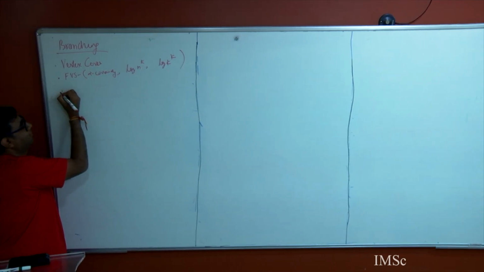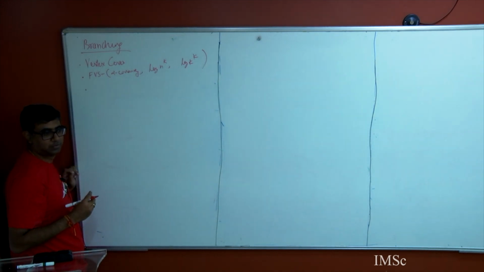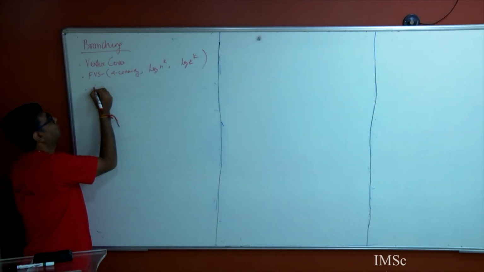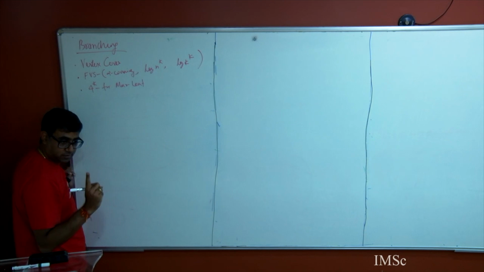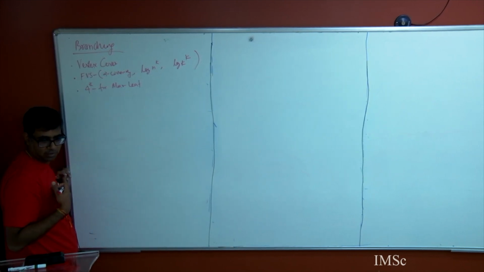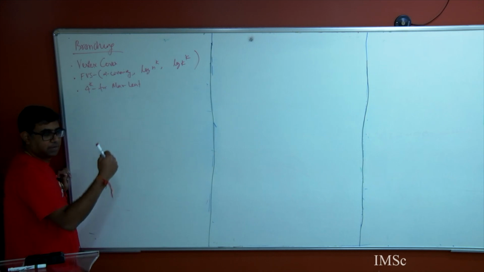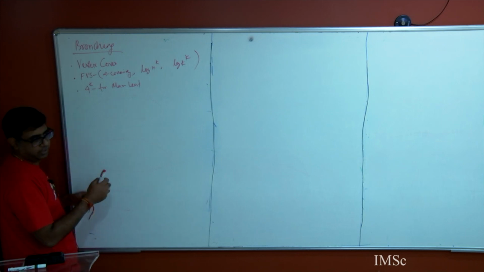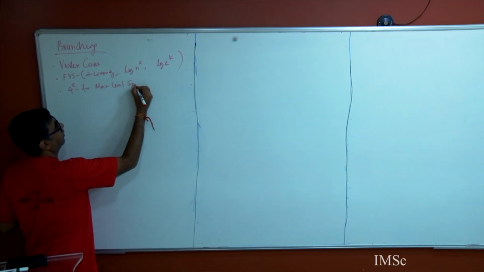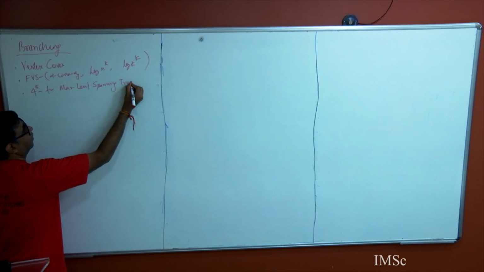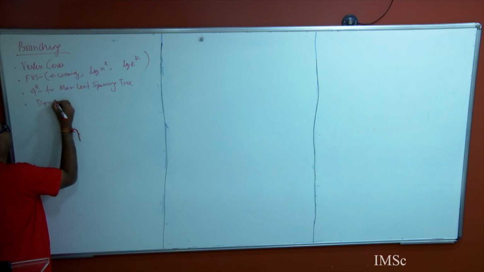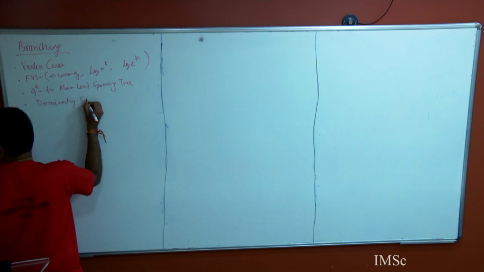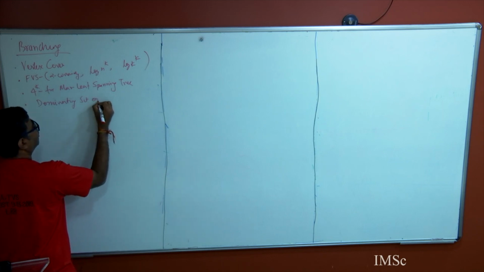And then we saw some more examples. We saw 4 power k for max leaf spanning tree. And I asked you as an exercise, I'm not going to ask you for homework, it's for your own sake. It's easier to understand something when you run through a different example, this is a directed version of max leaf spanning tree. And then we did dominating set on d-degenerate graphs.